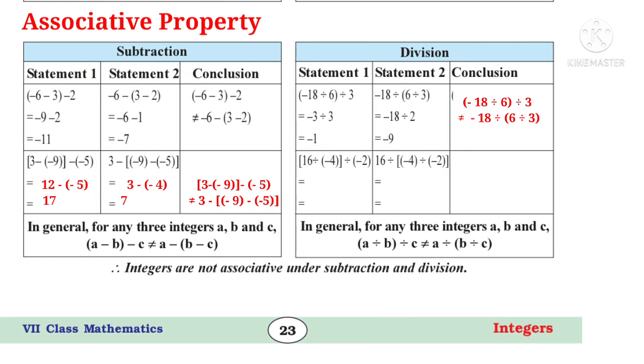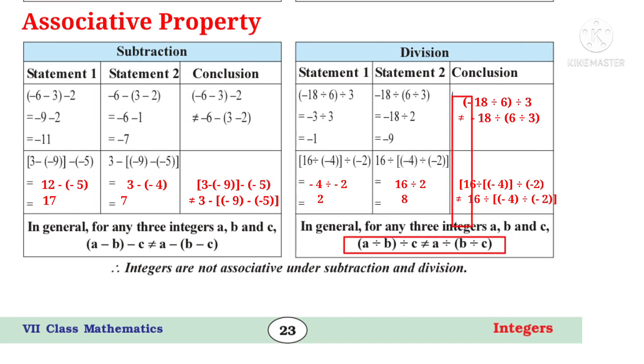Now example 2, statement 1, 16 divided by minus 4 gives minus 4, divided by minus 2. Minus and minus get cancelled, 4 divided by 2 is equal to 2. In statement 2, minus 4 divided by minus 2 gives 2, so 16 divided by 2 is equal to 8. So here 2 and 8 are not equal. So in the conclusion we can say that (16 divided by minus 4) divided by minus 2 is not equal to 16 divided by (minus 4 divided by minus 2). Observe the not equal to symbol in the conclusion.